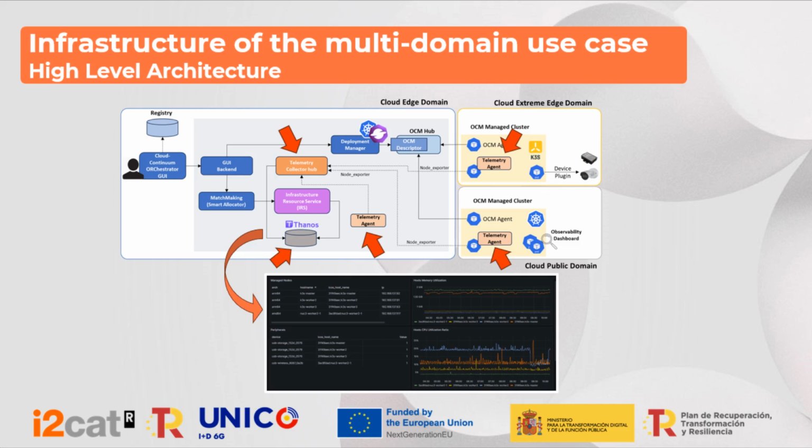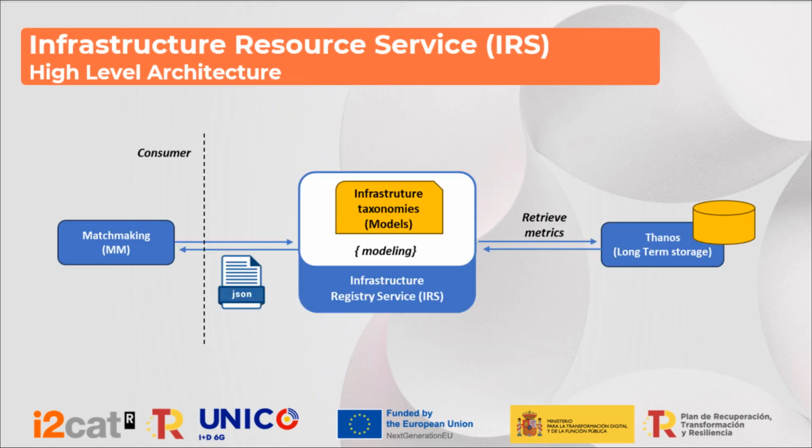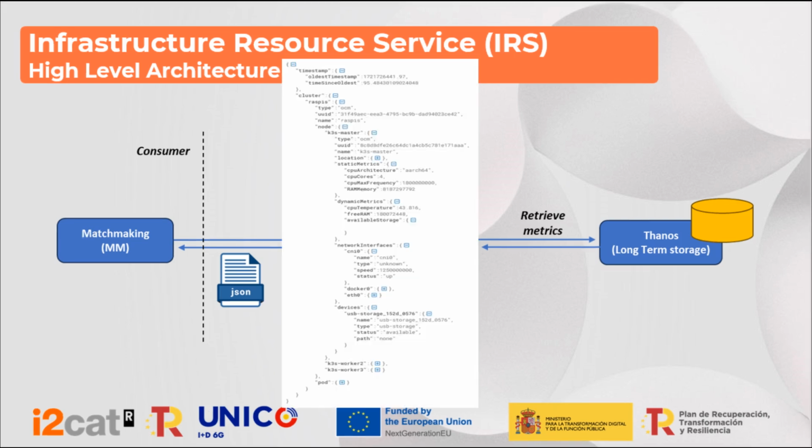Finally, it is worth highlighting the multi-cluster monitoring dashboards, which allow the infrastructure to be monitored in real time, providing aggregated and real-time views of the status of all clusters, allowing those responsible for the infrastructure to identify possible errors and detect anomalies quickly. The screen shows how the Infrastructure Resource Service, IRS, based on a defined taxonomy model, is able to collect infrastructure data stored as metrics in Thanos and transform it into a JSON-based data model.